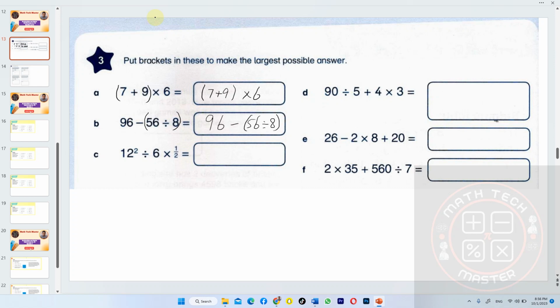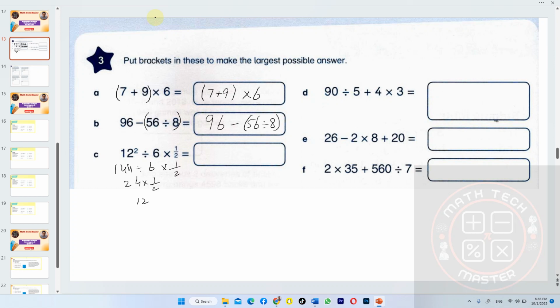In the third part, we know that we have to solve the indices first, and then we have to divide the number. So if we solve the indices, it will be 144 divided by 6, multiplied by 1 over 2. If we find out the answer, it will be 24 multiplied by 1 over 2, so it will be 12.